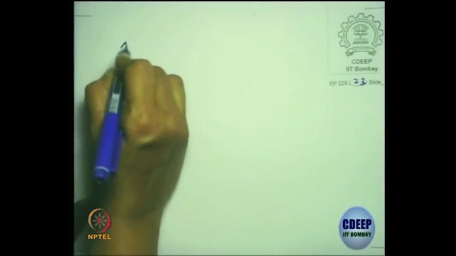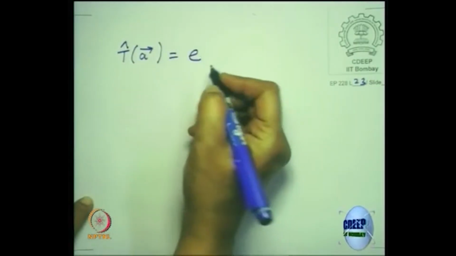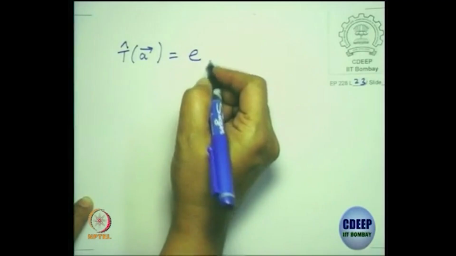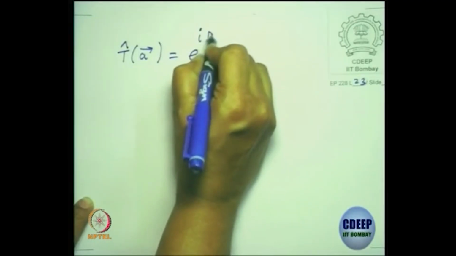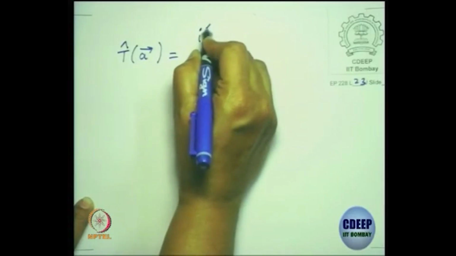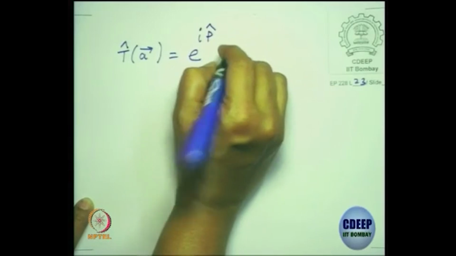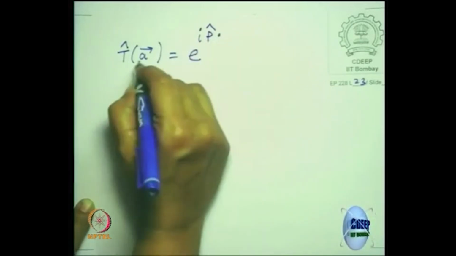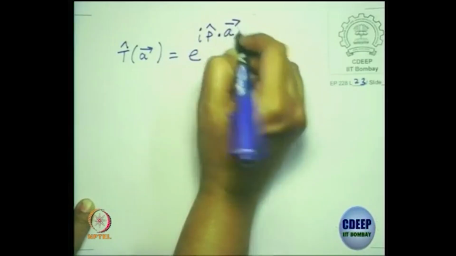When I wrote the translation operator, which shifts by a vector unit, it had an exponential of i, and then you had an operator, which I said is the linear momentum operator, and how many steps you want to translate, that is what you get.